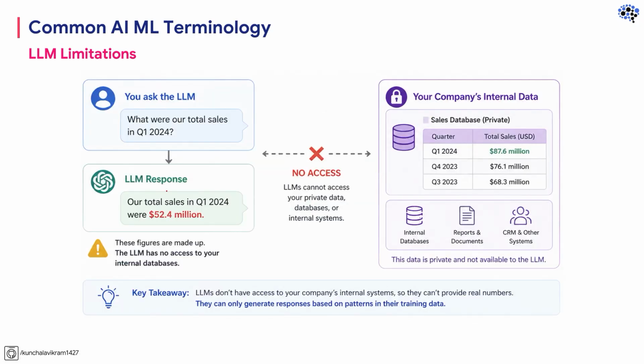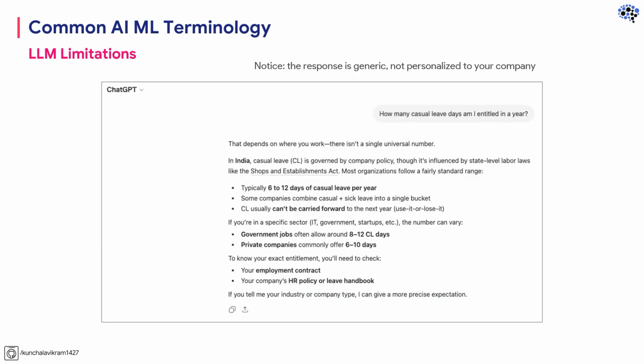For example, let's take a small example. I asked the LLM what our total sales were in Q1 2024. If you see, the LLM has generated a response, but this response is a completely made up answer. In this case, the LLM is hallucinating. The reason it did not give me the proper answer is because it has no access to my company's internal data, because I did not provide it any sort of access in the form of APIs or anything like that. So even though my Q1 2024 sales is 87.6 million, it has given 52.4 million because it did not have access to my internal company data.